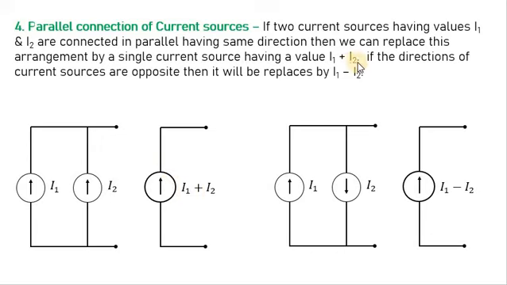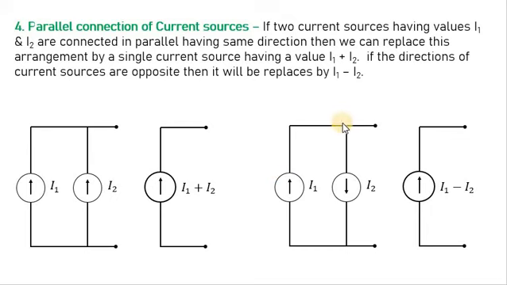Okay, and we also say that if the directions of currents are opposite in both the branches, then we replace it by I1 minus I2. Why? Because let's just say this current source is delivering a current of I1. Okay, so I1 is going towards this terminal. Okay, and now this second current source is consuming some current from it.